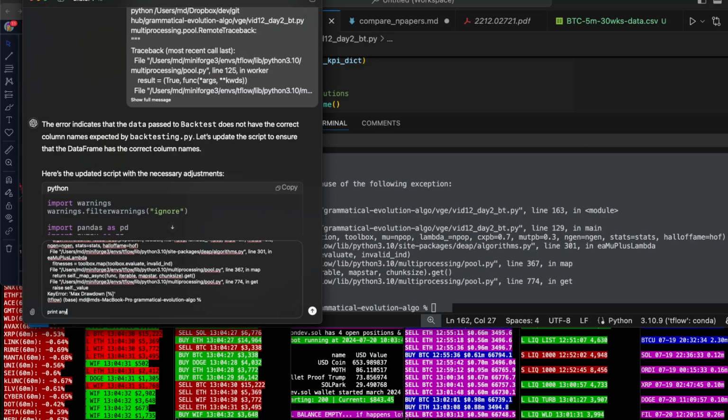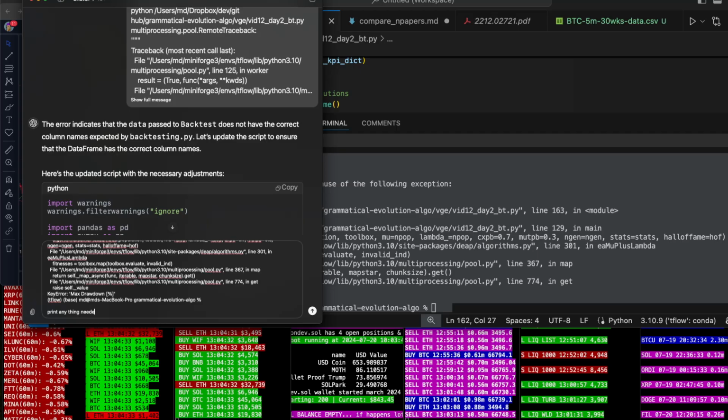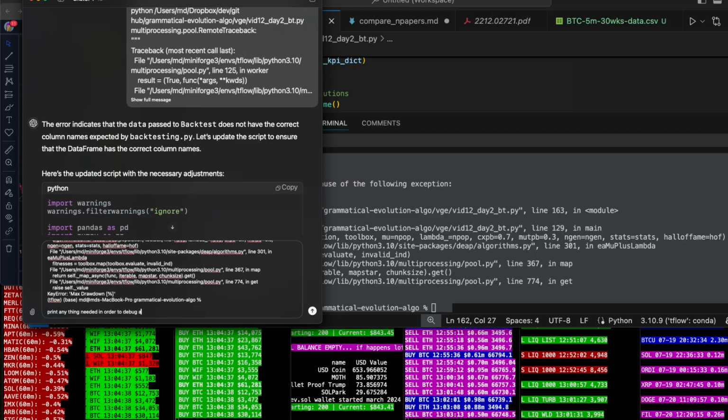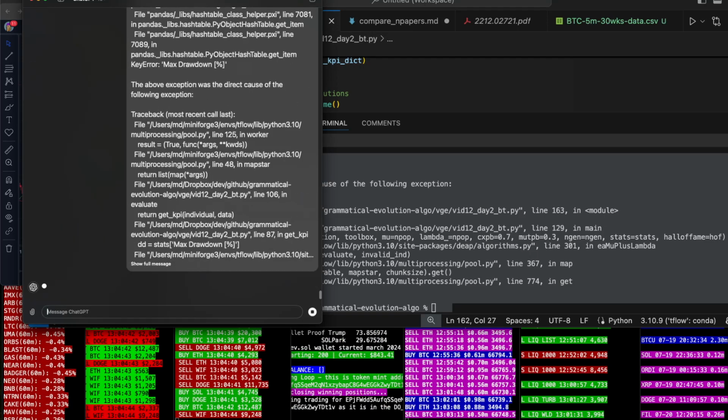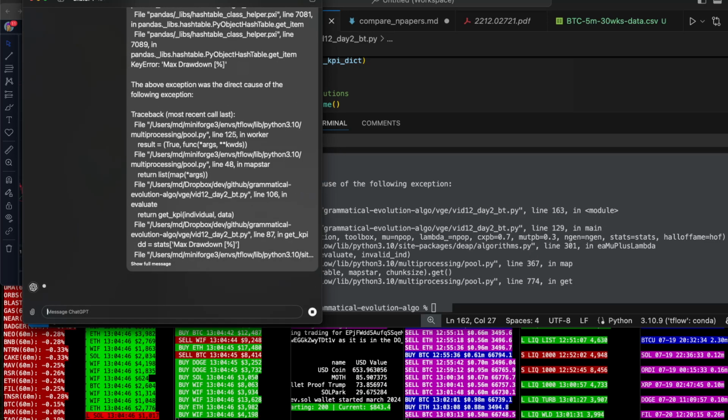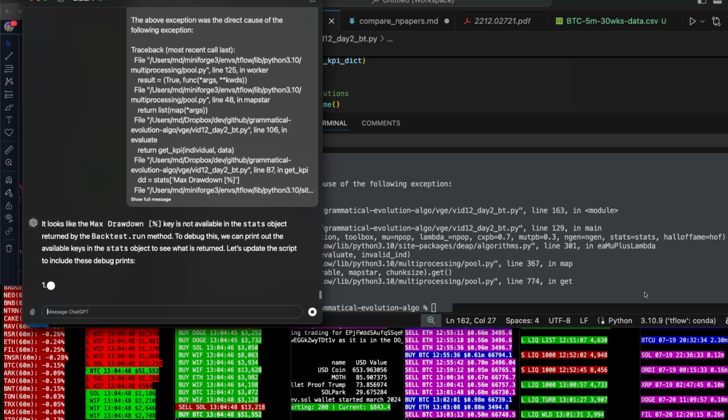Print anything needed in order to debug and see what the keys available are. For convert, try free trial on Google, 14-day.